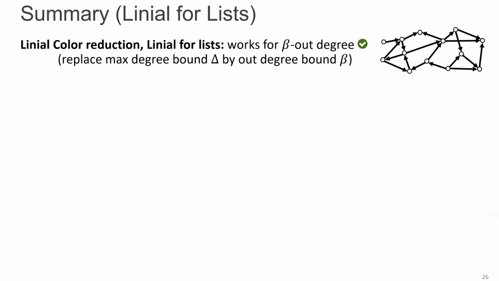One observation is that everything I've been telling you so far also works for bounded out degree. So just assume you have an orientation of the edges of the graph, and each vertex has at most beta outgoing edges. Now, if a vertex only erases the candidate colors of its out neighbors, then we can just replace the max degree bound delta by the max out degree bound beta in all our results.